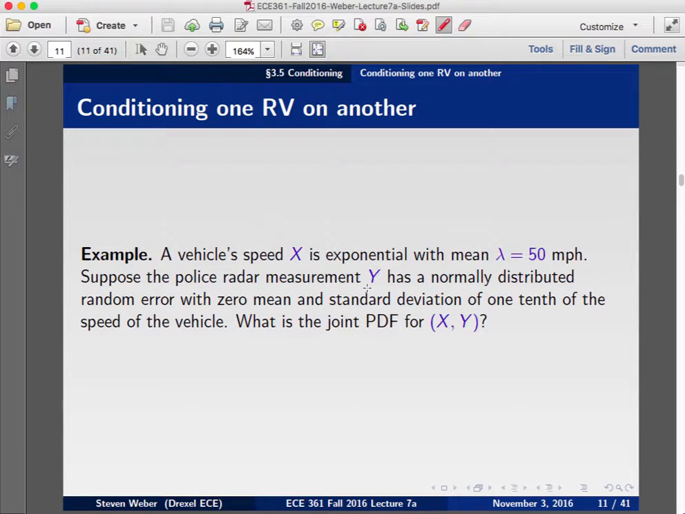Y is the police radar measurement, and the police radar measurement is the signal, which is the vehicle speed x, plus an error term. That error term has zero mean and a standard deviation of 1/10 of the speed of the vehicle. And our question is to find the joint probability density function for the pair x, y, x again being the vehicle speed, y being the measured speed.